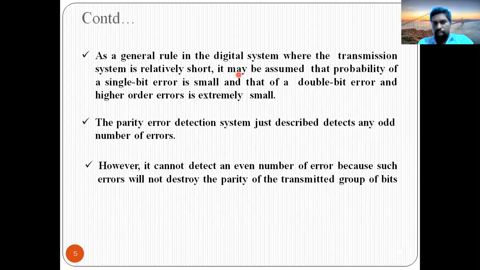As per the rule, there may be a probability of 2-bit errors, 3-bit errors, 4-bit errors. So we cannot say an error can occur only in 1 bit. Errors might occur in 2 bits, 3 bits, 4 bits, like that. This parity error detection system detects any odd number of errors. However, it cannot detect an even number of errors because such errors will not destroy the parity of the transmitted group of bits.